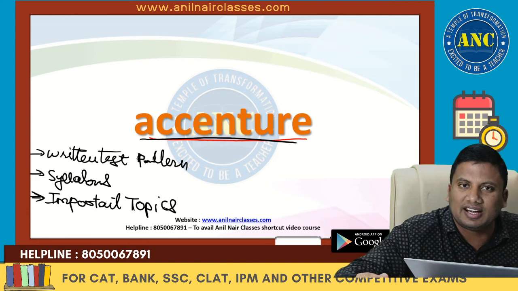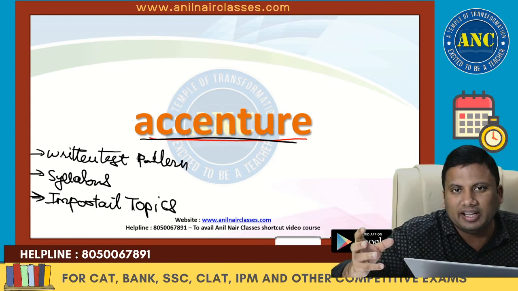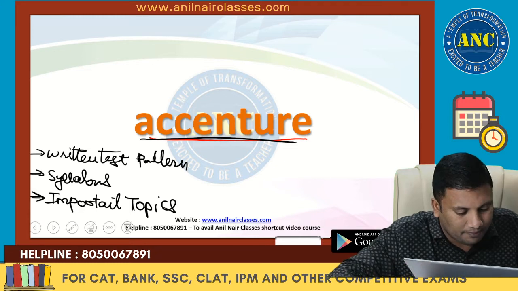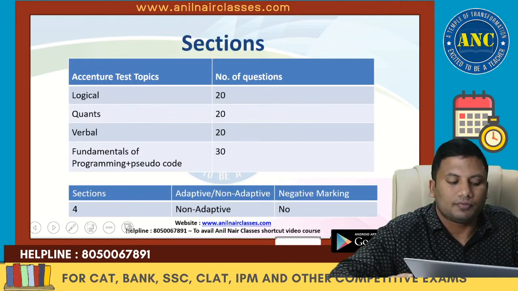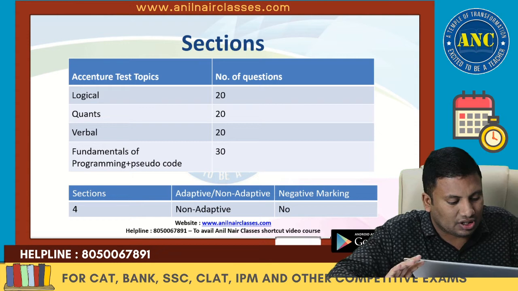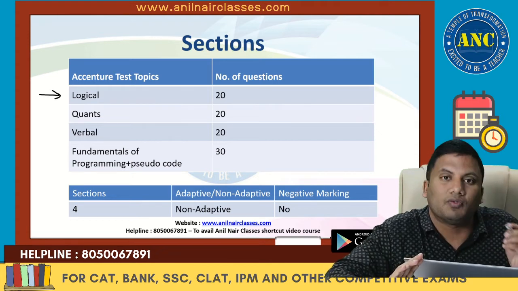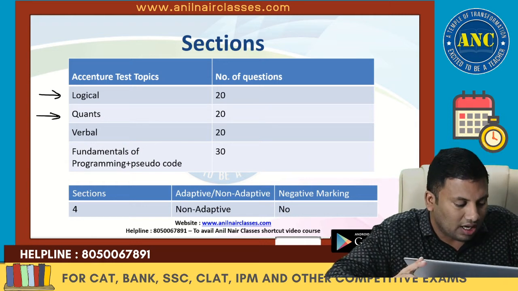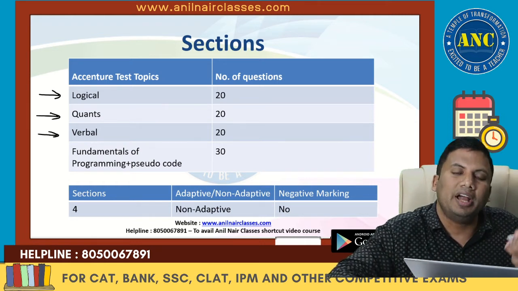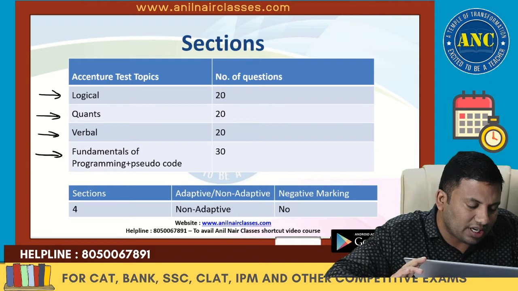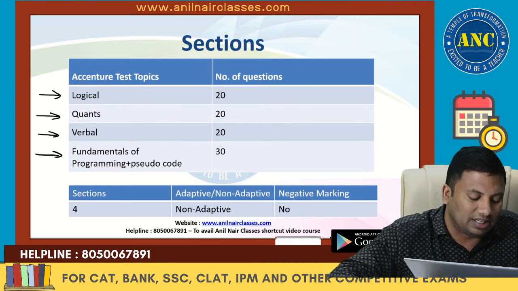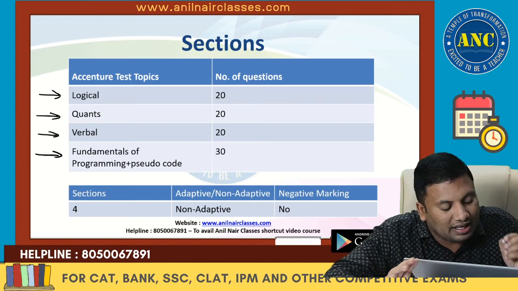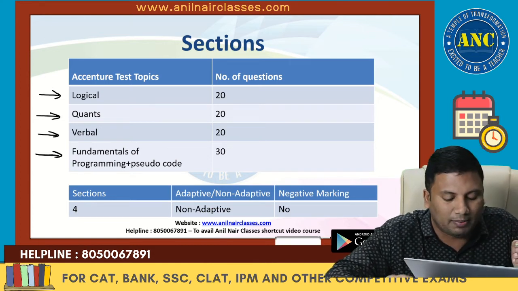Generally their salary structure varies from a grade A college to a grade B college. Let us get into Accenture. Now Accenture conducts the written test in four sections. One is logical reasoning, another is quantitative aptitude, another is verbal, and another, they will also check a student based on fundamentals of programming languages. Logical reasoning, quantitative aptitude, and verbal ability.